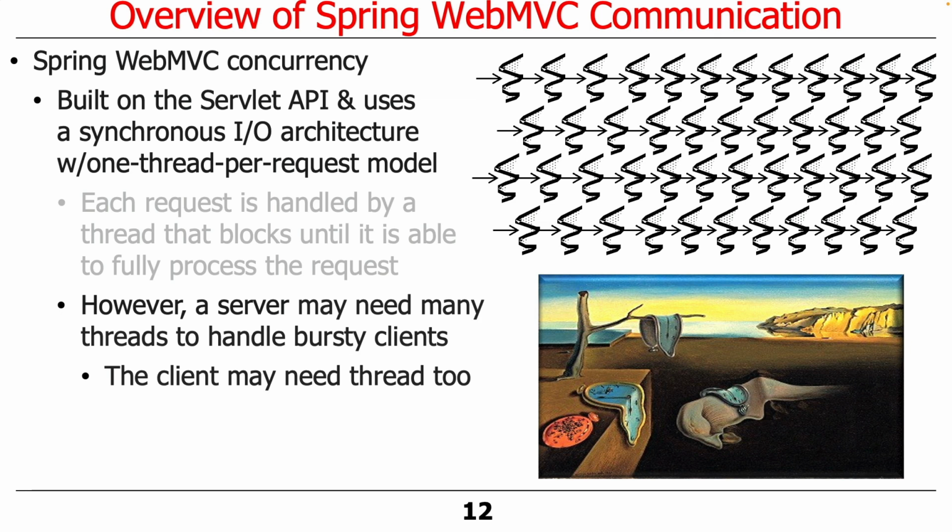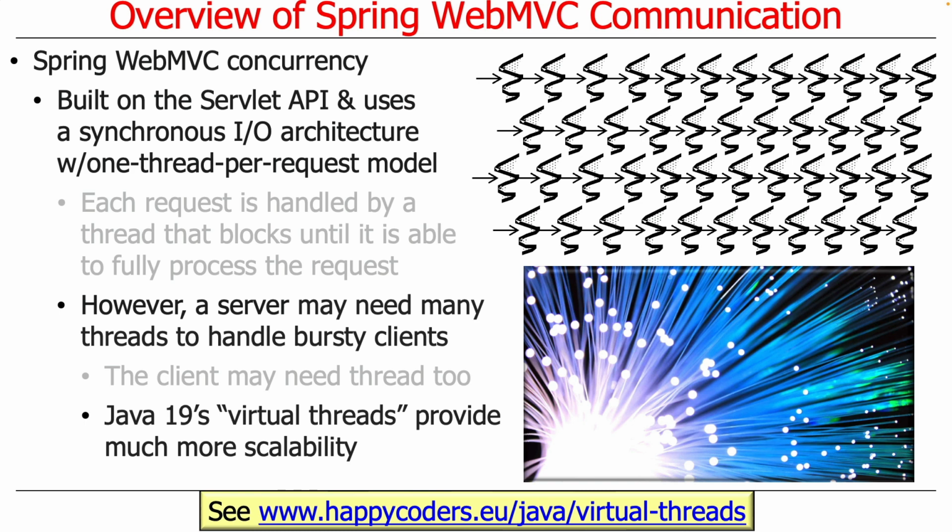So the way that this has historically been solved in things like SpringWebMVC was to have a pool of threads that were limited, maybe to a couple hundred. And that way you could bound the amount of resources that were dedicated to this. The good news is that Java 19's virtual threads provide much more scalability than we've done heretofore. And so we'll see later in the course, we'll start using virtual threads to write server-side code, and that'll help to allow things to scale up much more nicely.